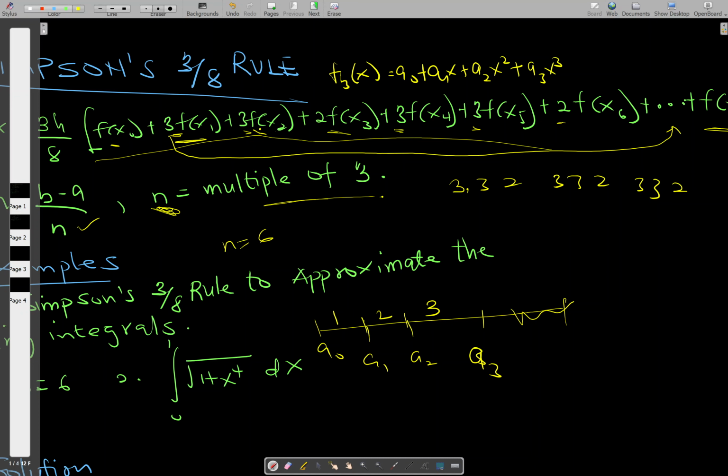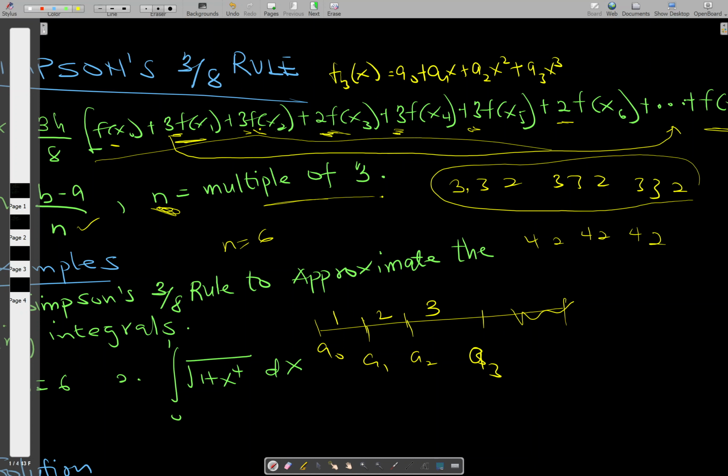Don't forget, in the Simpson's one-third rule, the middle terms follow the pattern 4, 2, 4, 2, 4, 2. Okay, then for the trapezoidal rule, we just multiply each of the middle terms by 2. Okay, so take note, don't forget.